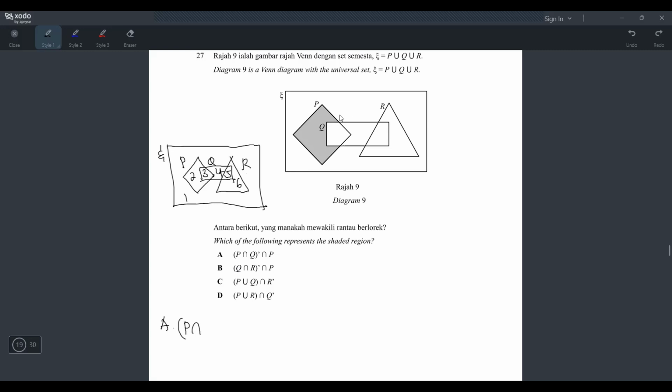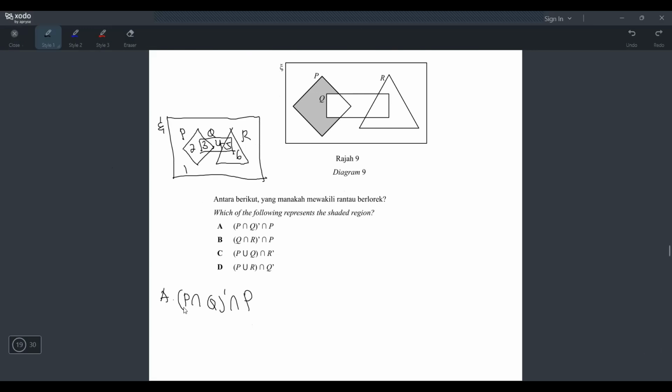If they match, that's the answer. So P intersect Q complement intersect P. What I do now, I have to do P intersect Q first. So what is P intersect Q? If we look at this, P inside got 2 and 3, right? 3 is also considered inside P.